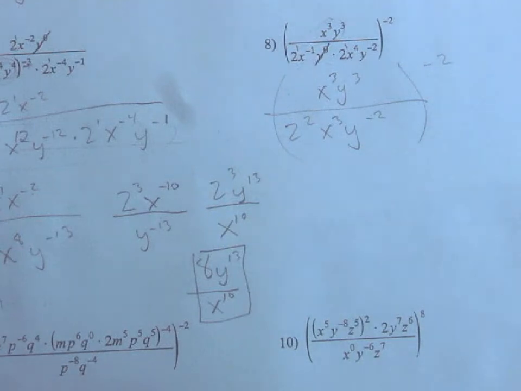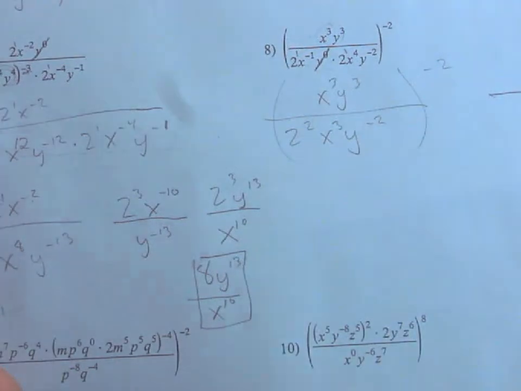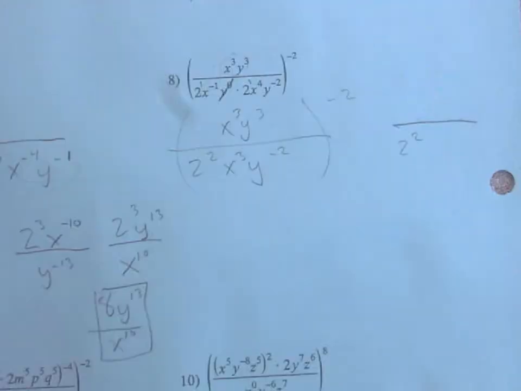Okay, so now we're going to do the quotient property. So we have x's over x's, we have y's over y's. So let's do that. We only have one set of numbers though, so we don't have to worry about the 2's. We've got 2 to the 2 on the bottom.